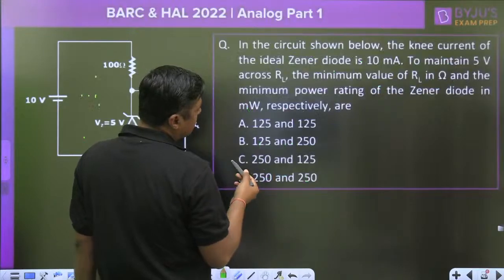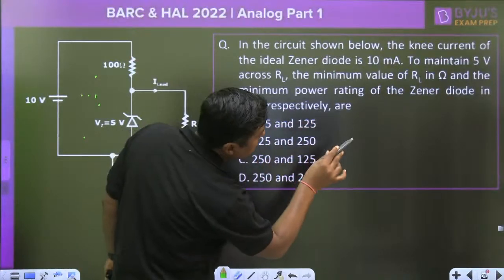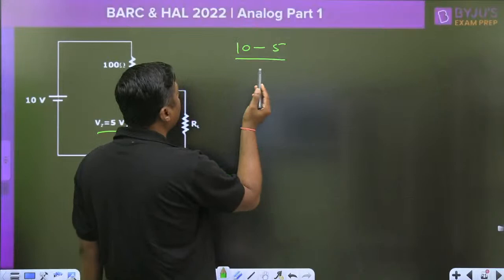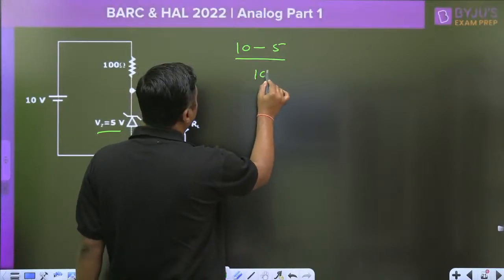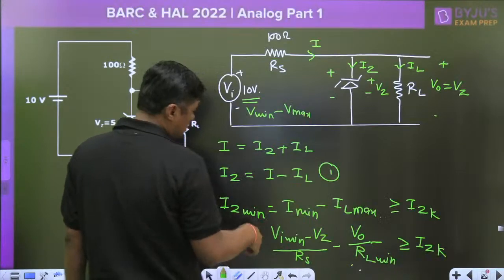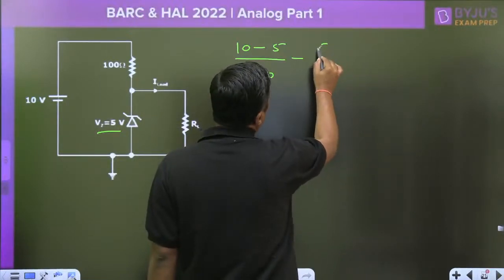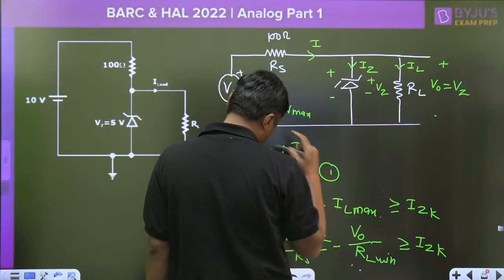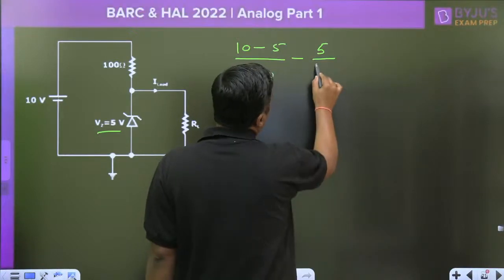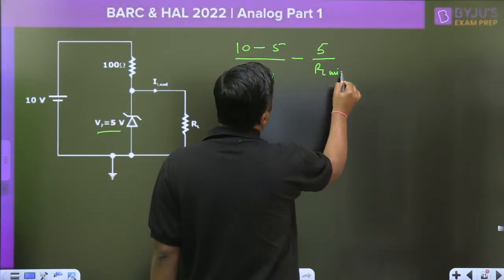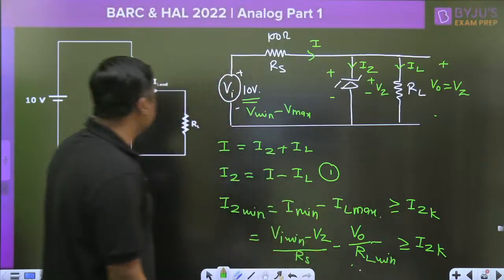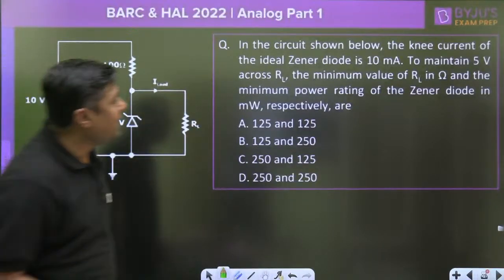upon, answer is in what? That is the Zener diode in ohm. Okay, no problem, it is in ohm. This is the 100 ohm minus V0. What is the V0? VZ, 5 volt, upon RL minimum. You have to find the RL minimum. It should be greater than or equal to IZK. What is the IZK? 10 milliampere.